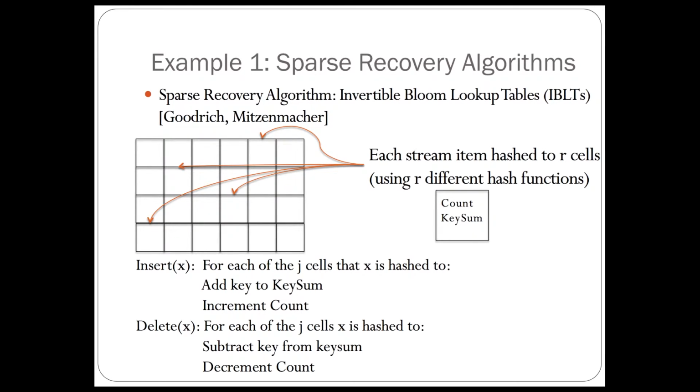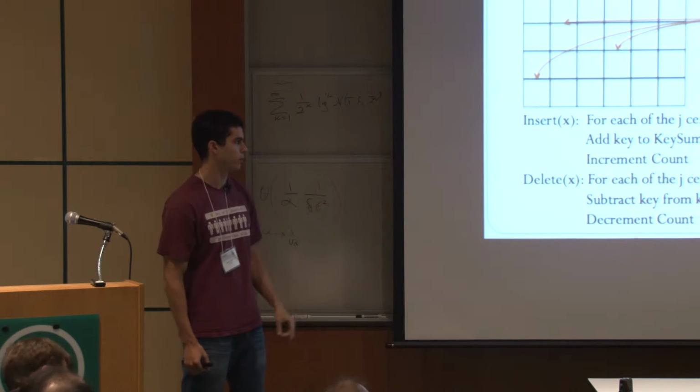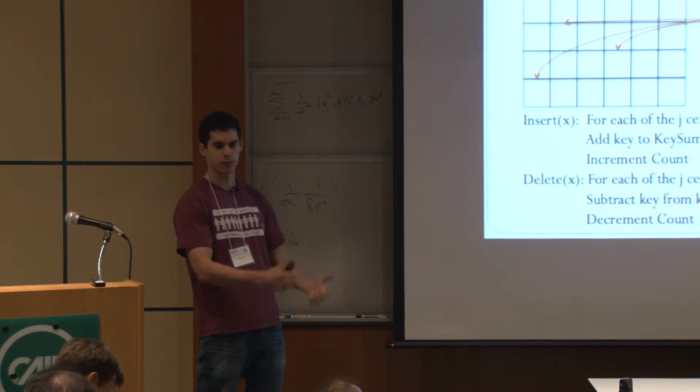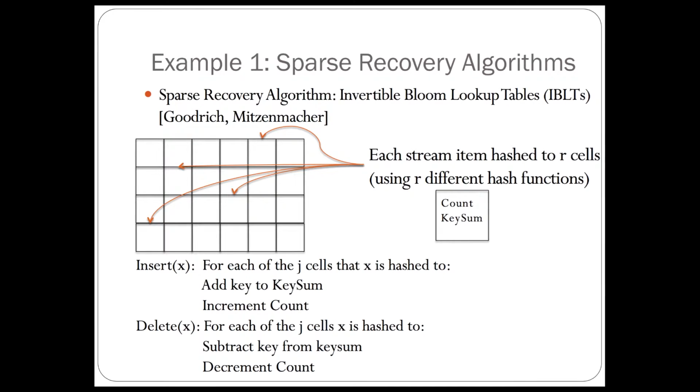So when a new stream item is inserted, we just hash it to R different cells, where R is some parameter of the data structure, and we adjust the count and keysum fields of those cells accordingly. If we're doing an insertion, then for each of these R cells, we add one to the count field and add the identifier of the item to the keysum field. And if it's a deletion, you just do the inverse. Is the data structure clear, like how inserts and deletes are processed?